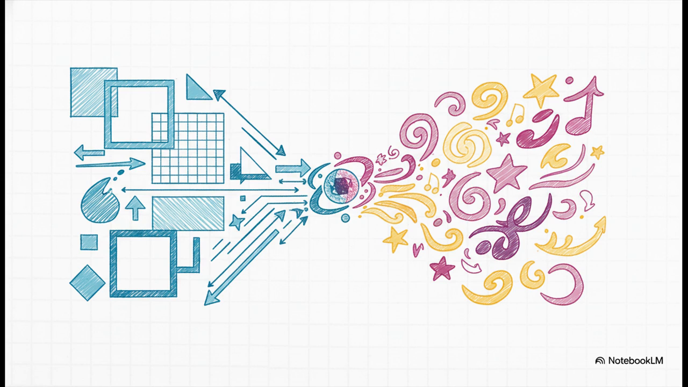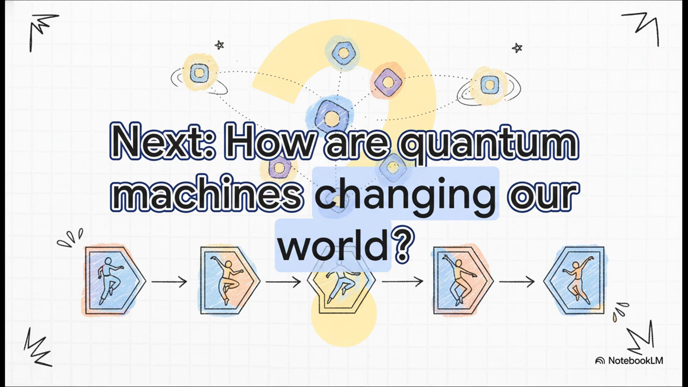So, we've seen how they work, but the next big question is, what can they actually do? Well, in our next explainer, we're going to look at how these amazing machines are already starting to change our world, from designing brand new medicines to creating unimaginable artificial intelligence. I'll see you then.